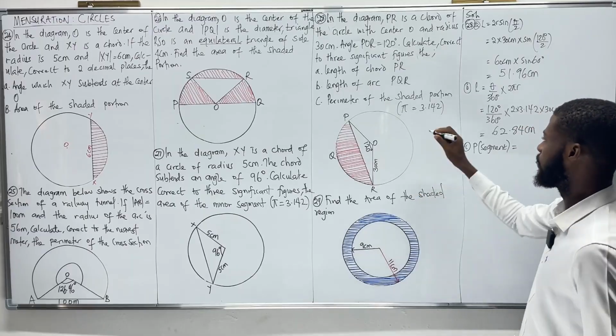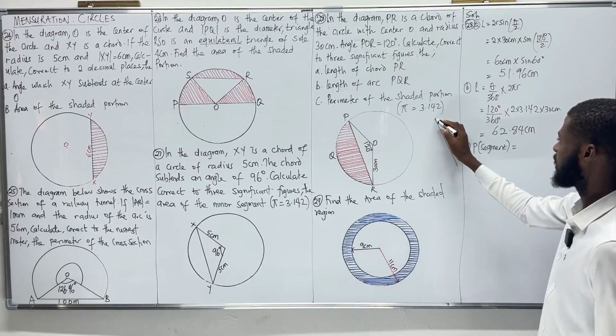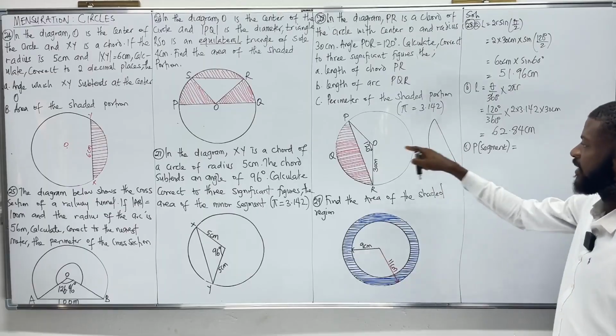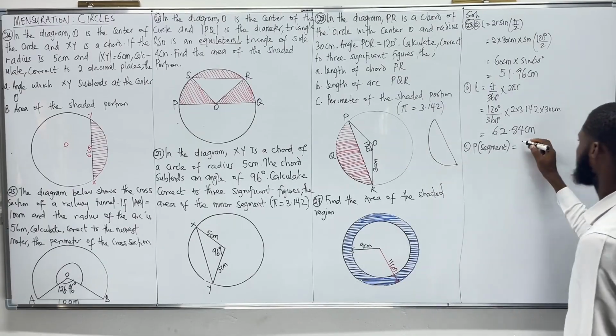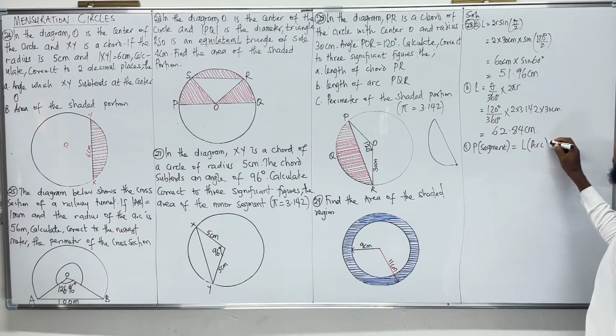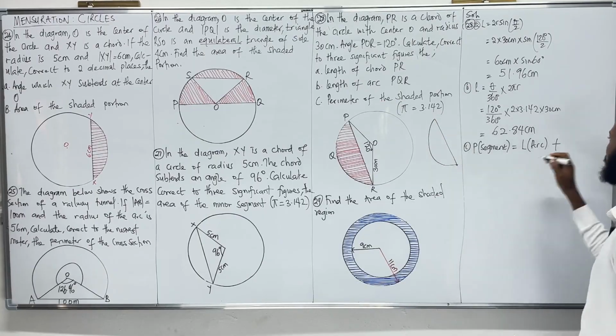In fact, let me just kind of replicate this. So we have something like this. So this is what we have here. So this is an arc. This curve is an arc. So it's always the length of an arc plus the length of a chord.